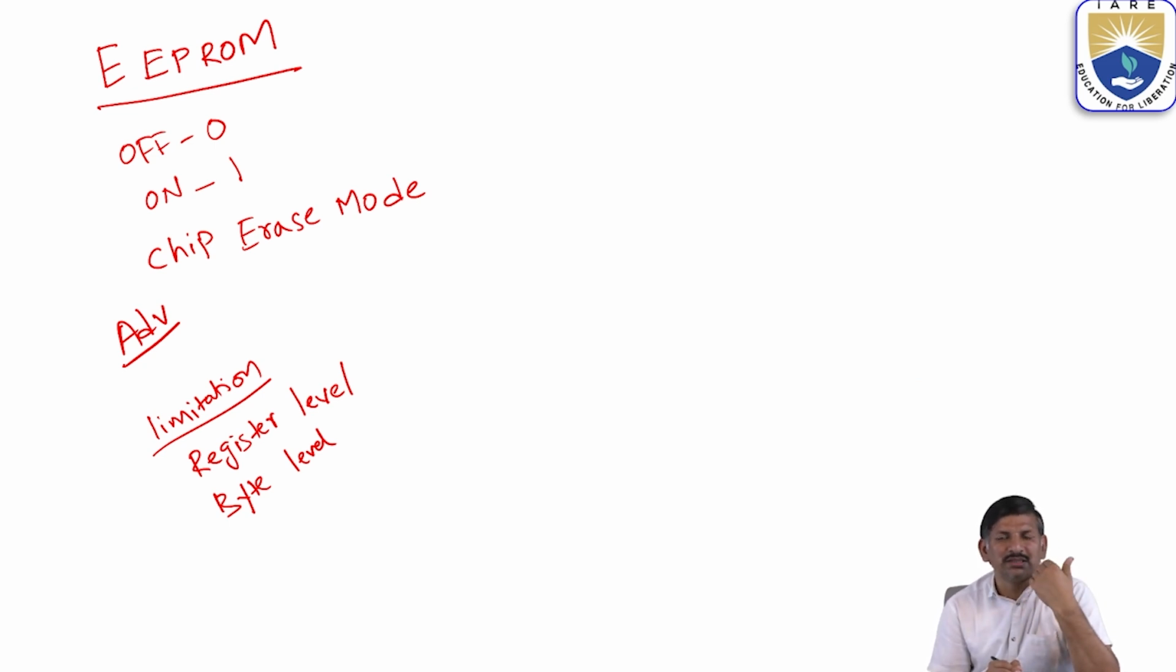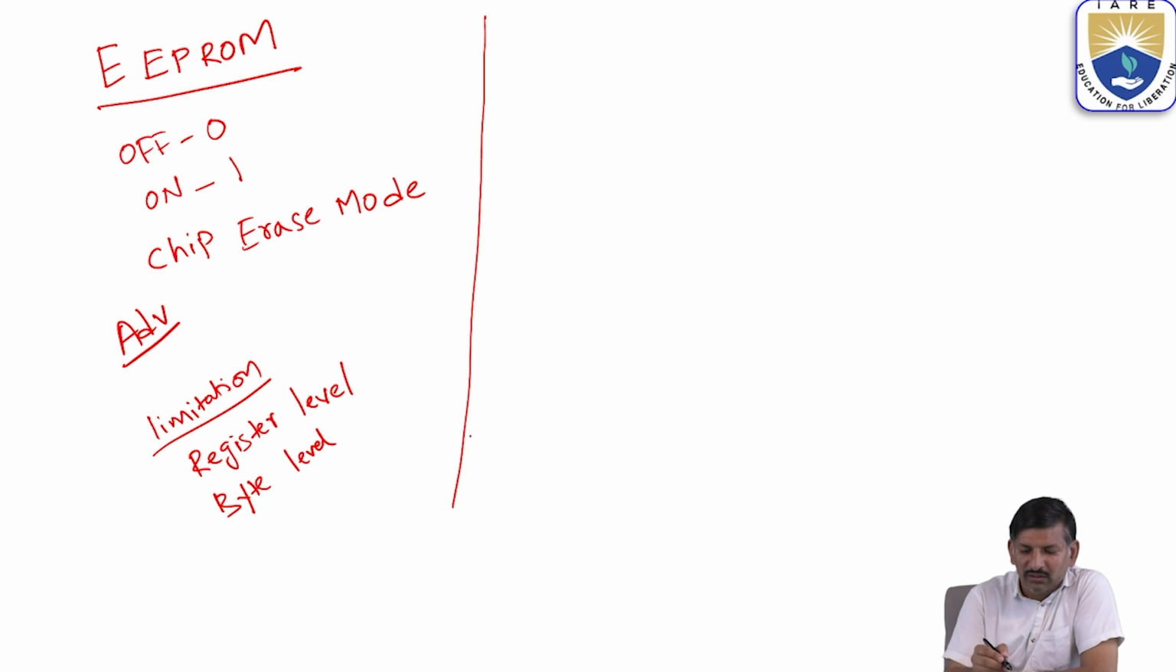If you want to erase 1 megabyte data, it means 2 power 20 clock cycles. Again, if you want to erase 1 GB data, it means 2 power 30 clock cycles. So just imagine how much time it will take if you want to erase 1 kilobyte data or 1 megabyte data or 1 gigabyte data or 1 terabyte data. So to overcome this limitation, we are going for flash memory devices.